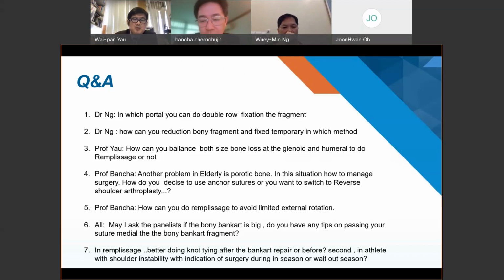And usually with a big bony Bankart, the labrum is still intact. I will put suture anchors in the superior and the inferior to that bony Bankart, to reduce the bony Bankart first. After the bony Bankart is reduced, then I can drill the transosseous tunnel and put the button on the two sides. But without tightening the button, you can still do some manipulation to make the bony fragment in a perfect position. Then you tighten the button.